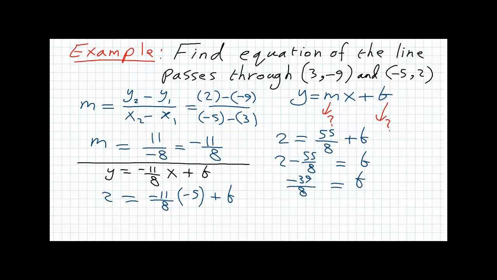By this, we finished, because now we know the value of m and the value of b. So our equation is y equals negative 11 over 8 x minus 39 over 8.